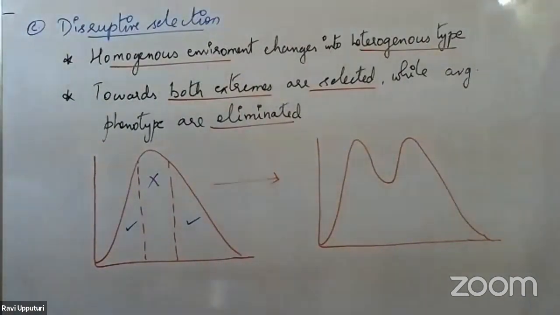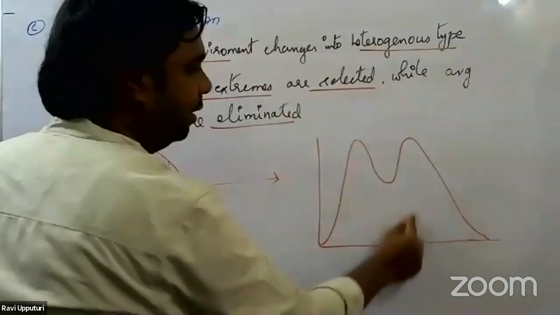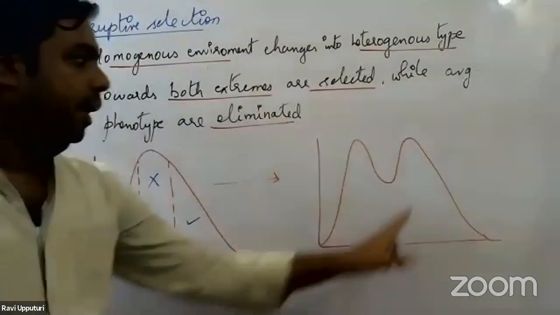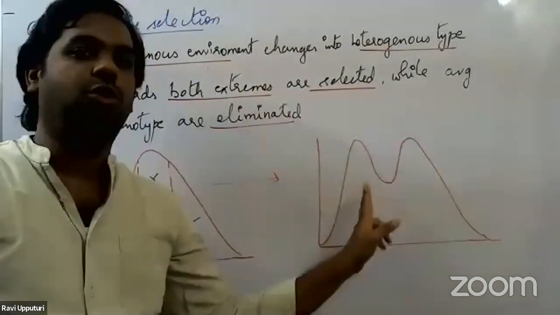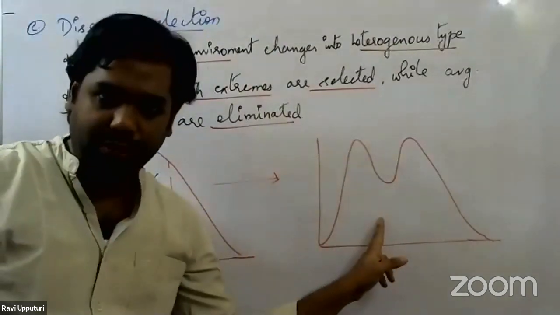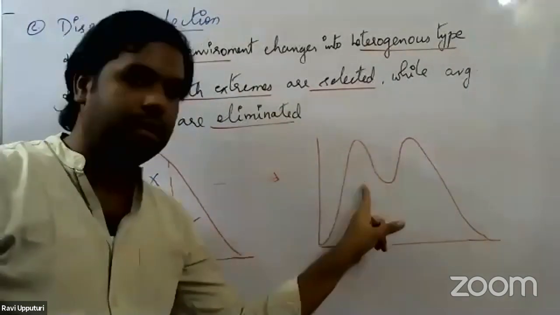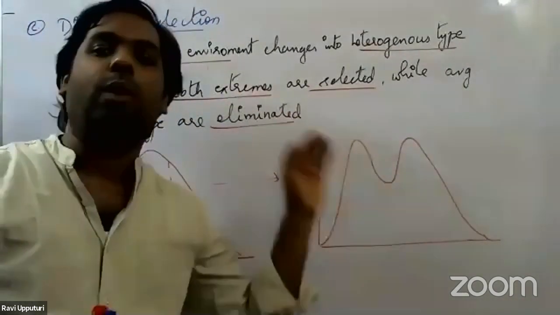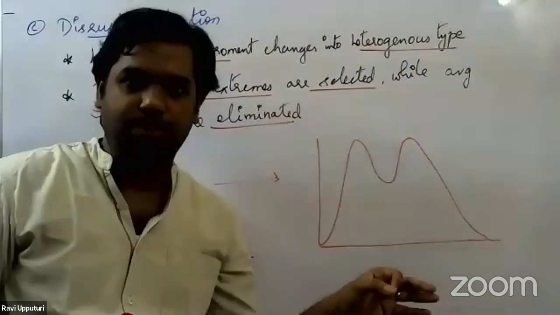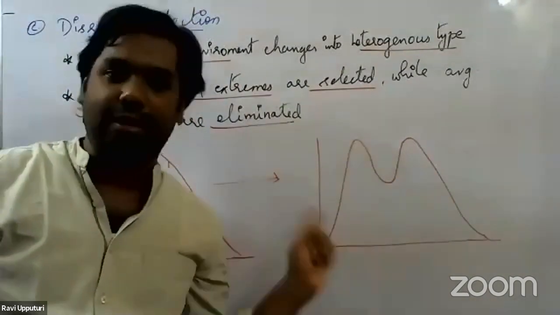So this type of selection would lead to the formation of two or more subspecies or two or more subpopulations, right? This is what is seen in case of disruptive selection. Now here we have one subpopulation and here we have one subpopulation. If these two subpopulations do not interbreed among themselves, try to understand this, we call them reproductively isolated individuals.